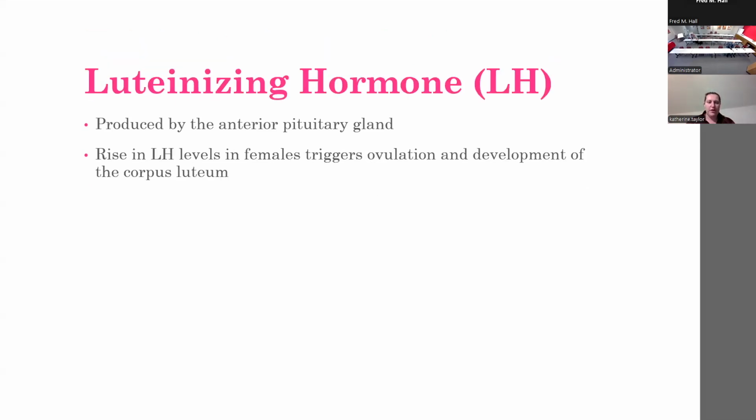Our next hormone I wanted to talk about was luteinizing hormone. This is produced by the anterior pituitary gland as well. When there's a rise in LH, it triggers that female to be ready for ovulation and for development of that corpus luteum.